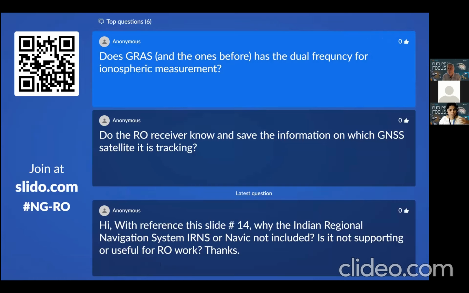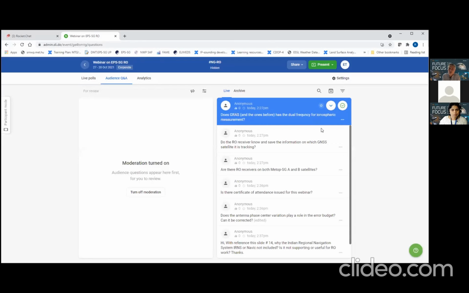EPS-SG is much better. They will be going up to 500. Ricardo is going to talk about that. Other missions go up to orbit height, so that can be up to 800 kilometers and produce electron density profiles. Yes, RO receivers will be on both METOP-SGs.